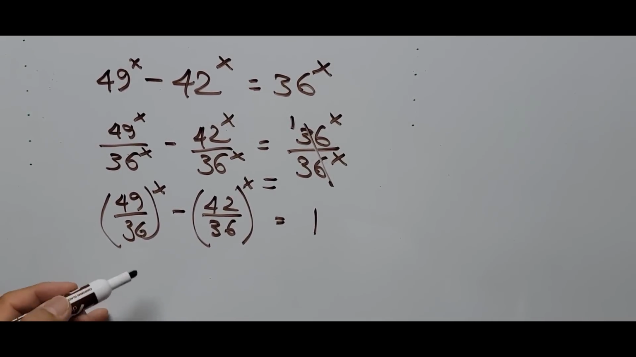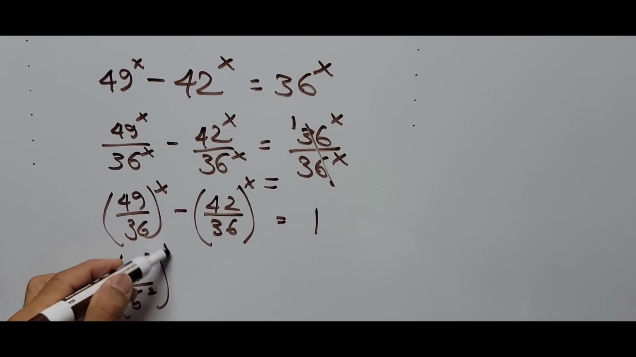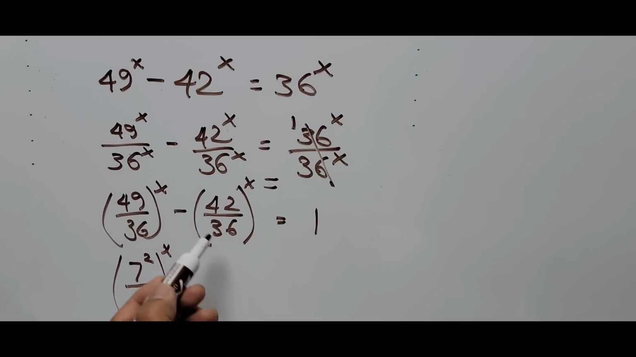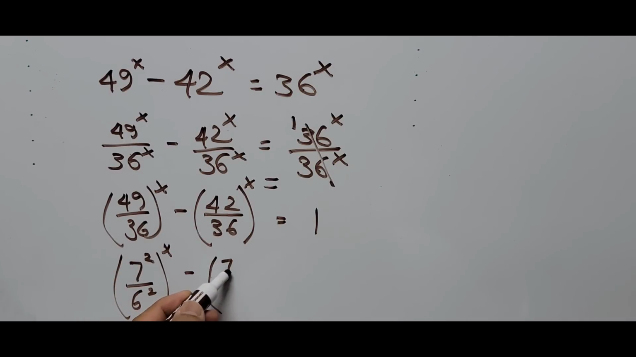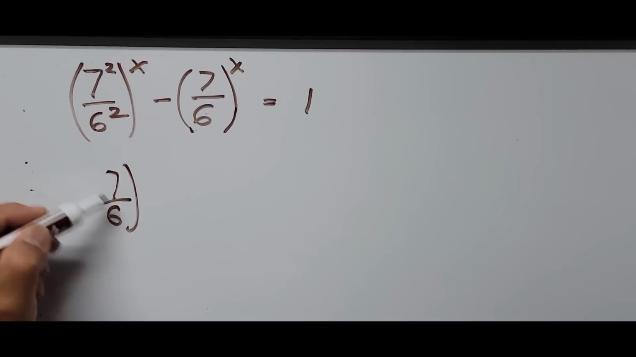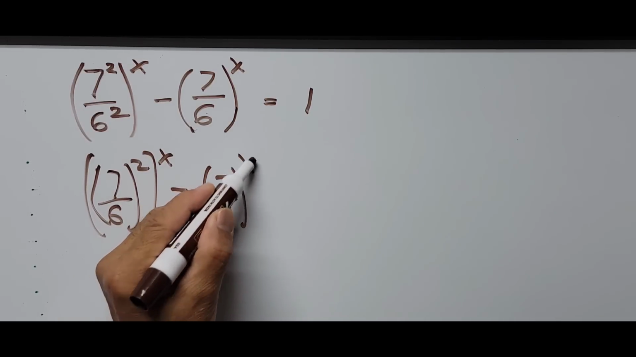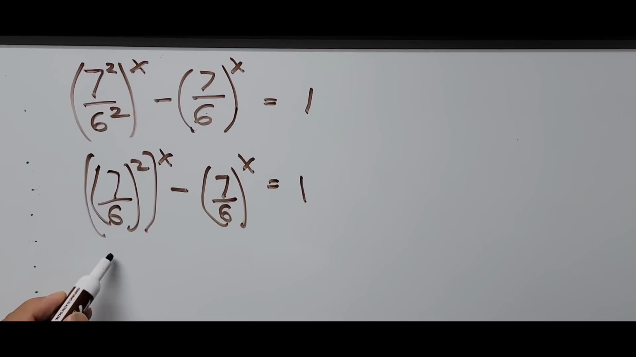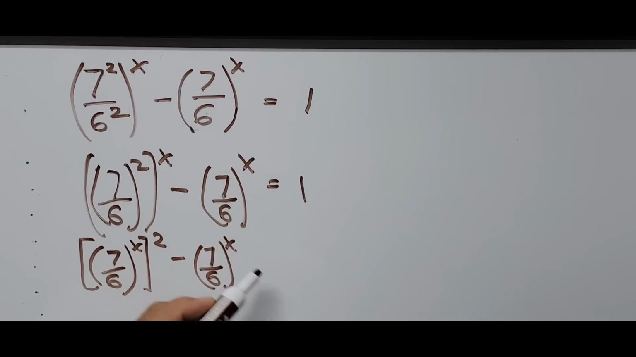Take a look at the left side of the equation. Since these are perfect squares, we can write 49 divided by 36 as 7 squared divided by 6 squared. And 42 divided by 36 can be reduced to lowest terms by dividing by 6: 42 divided by 6 is 7, and 36 divided by 6 is 6. So this becomes 7 over 6, squared, raised to the x power, minus 7 over 6 raised to x, equals 1. This is written the same way as 7 over 6 raised to x, squared, minus 7 over 6 raised to x, equals 1.